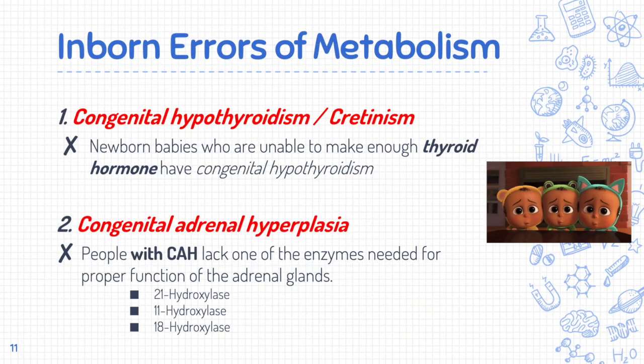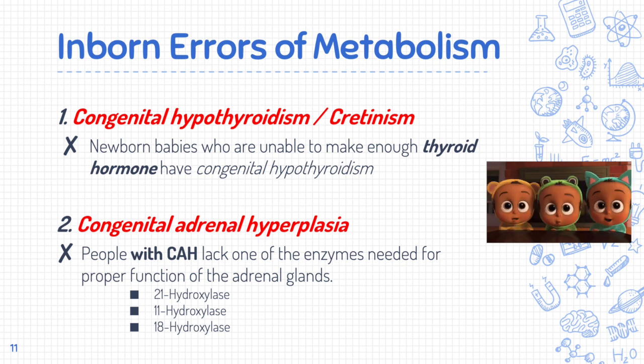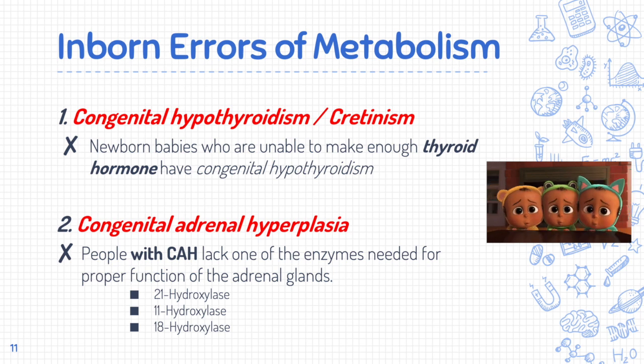So for the inborn errors of metabolism, the first one is congenital hypothyroidism, also known as cretinism. This is a condition whereby newborn babies are unable to make enough thyroid hormone because they have congenital hypothyroidism. Thyroid hormone is very important, because if you go into your endocrinology, again, what organ produces your thyroid hormone? Obviously, ladies and gentlemen, it's your thyroid, of course. Your thyroid hormone, to be exact, plays a very important role when it comes to growth and metabolism. So, that is very important.